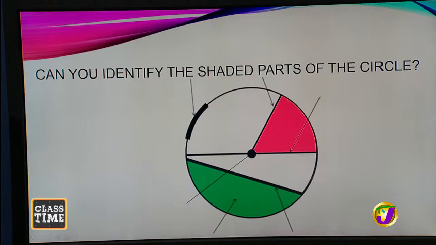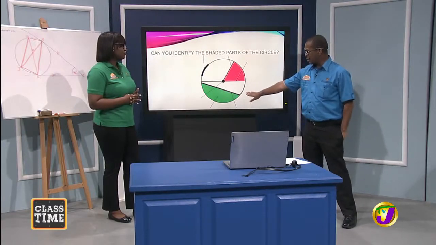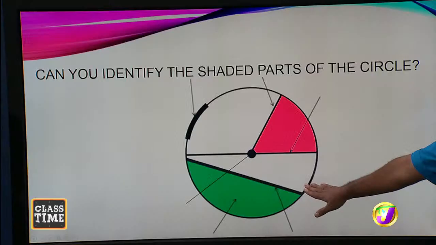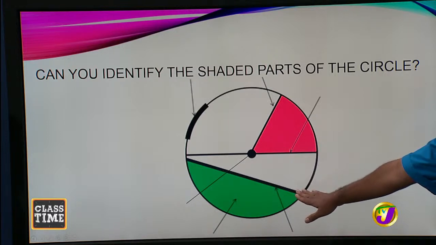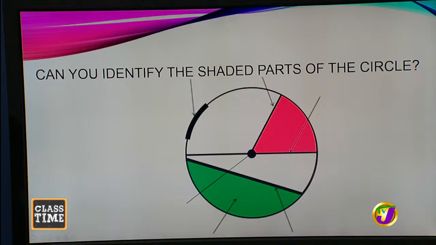All right, anything else? This green area down here is called a segment. And because it's the smaller segment, I would think it is the minor segment. How about that red section there? That one is tricky. It's bounded by 2 radii and the circumference, so I think it must be a sector.